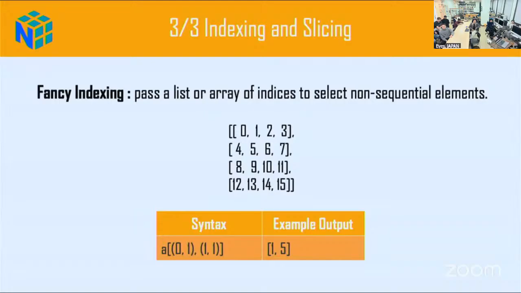Also, this is really cool. I put fancy indexing because I think it's pretty fancy. So if you just want specific values, you can pass a list like that, or a tuple like that, and you can get the specific value 1, 5, and it returns an array. That's pretty cool, I feel. You can get a specific value by putting the indexes that you want.